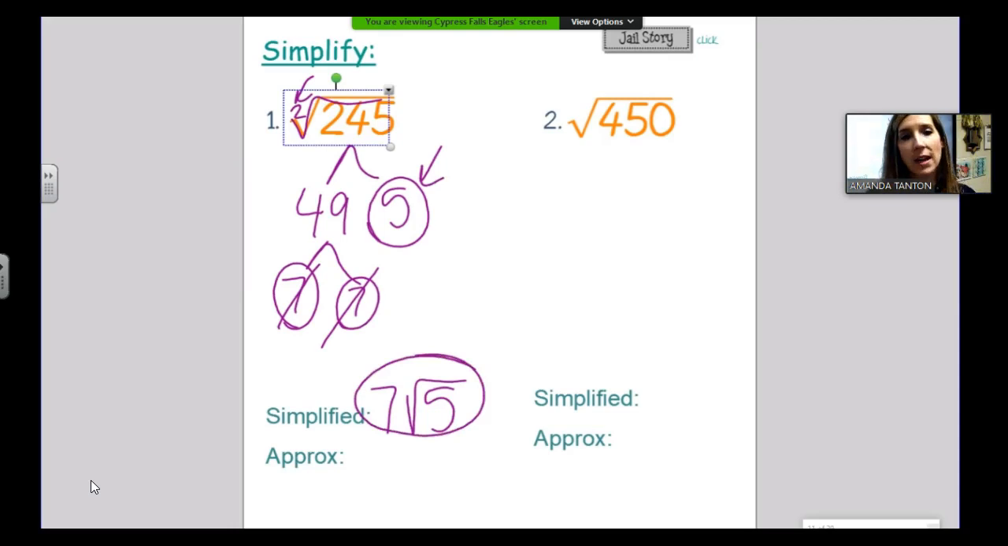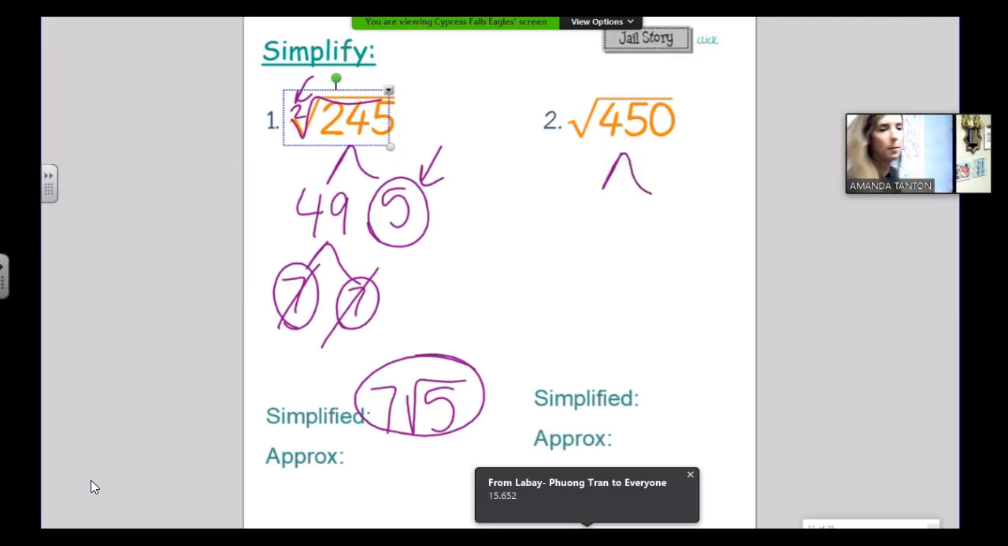And if we wanted a decimal version, we could put that in our calculator. Let's try another one. 450. What do you want to use? Two numbers that multiply to get 450. 45 and 10. Let's do it. 45 and 10. Now, neither of those are prime, so don't circle either of them. Let's go with the 10. What you got?